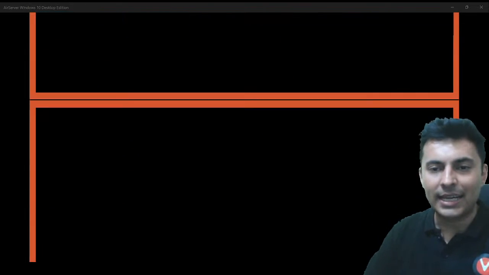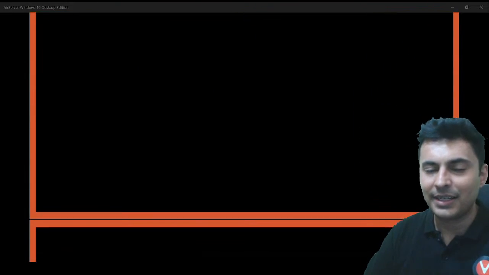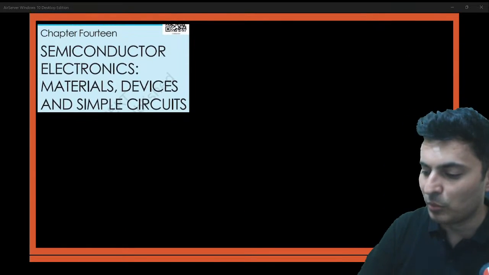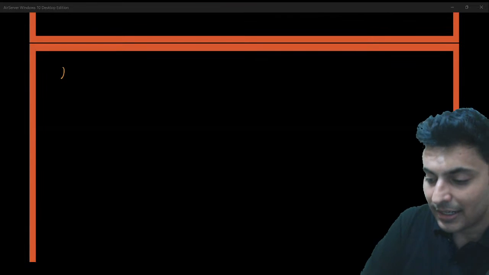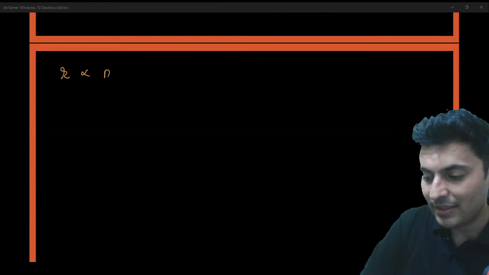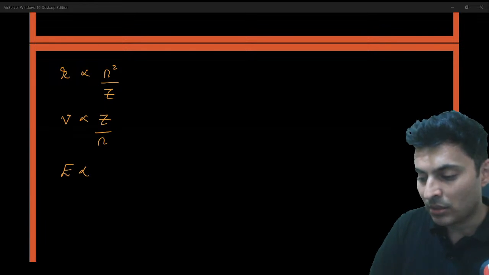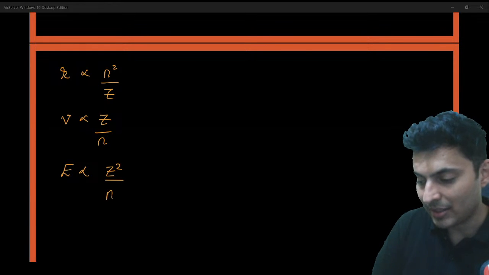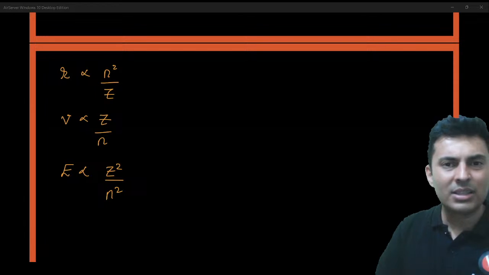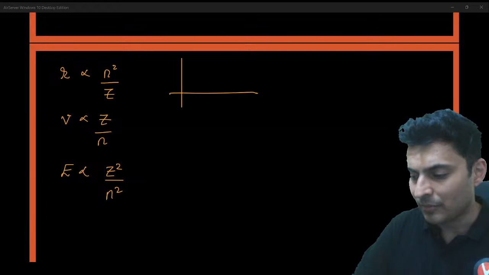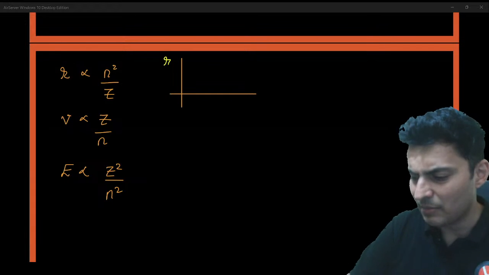Yes. Okay. In atoms, what are the different graphs that you must know? One thing that you should know is with regards to Bohr's model: radius is proportional to n square by z, velocity is proportional to z by n, and energy is proportional to z square by n square. These graphs might come with regards to how radius changes with n, or direct relationship based questions.